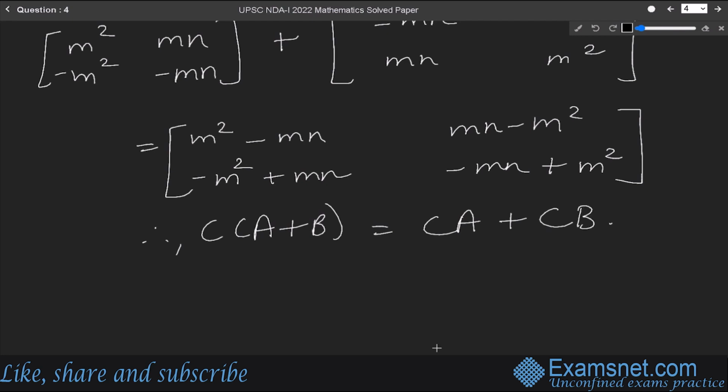In this question, statement 2 and statement 3 are correct, means option 2 and option 3 are correct.